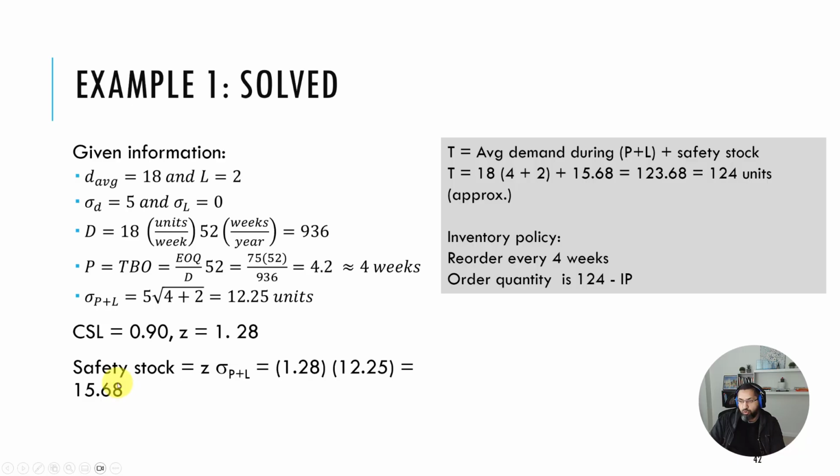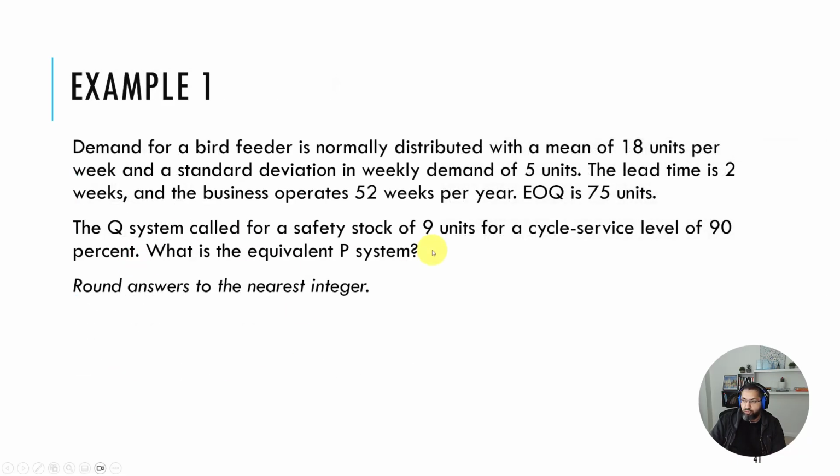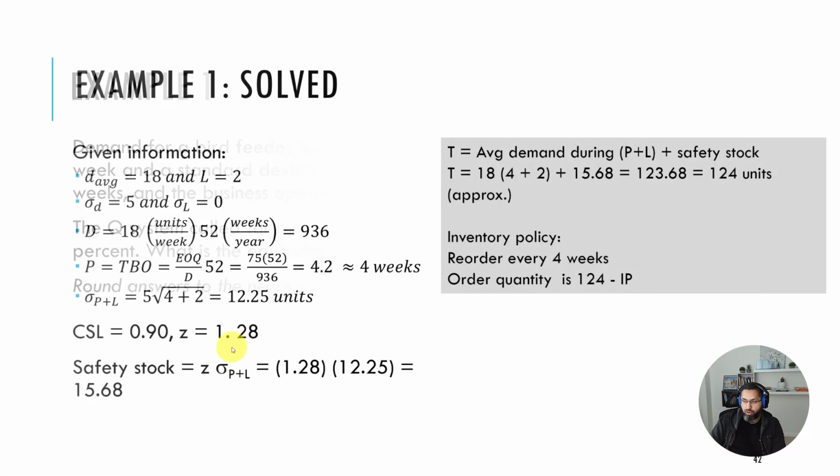Now remember, the question tells us in the QR system, we had a safety stock of 9. So notice our safety stock went up to 15.68 from 9 because we need safety stock for a larger protection interval. Before we needed safety stock only for a lead time of 2 days. Now we need safety stock for 4 plus 2 days.